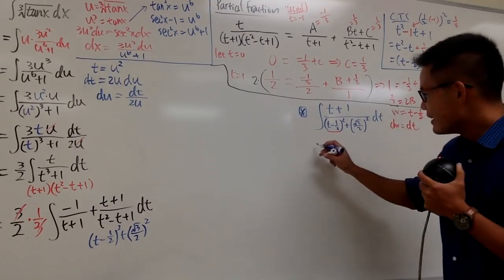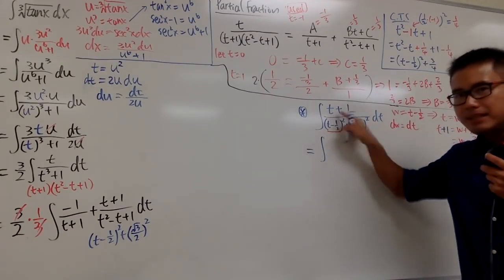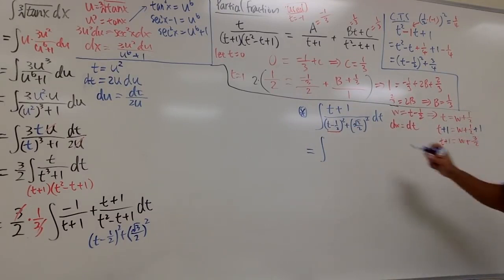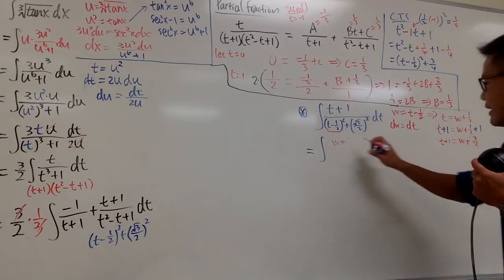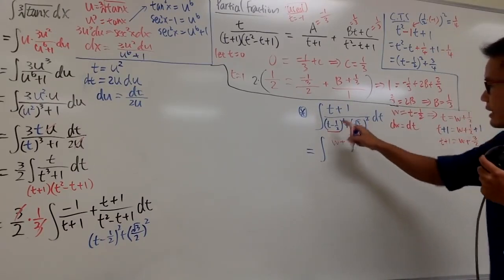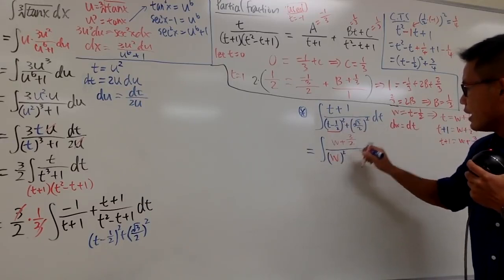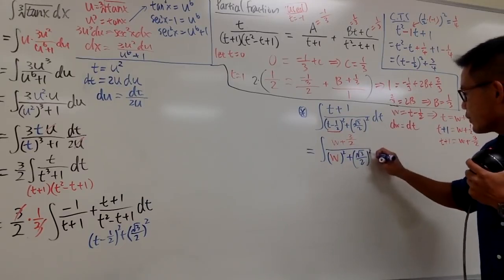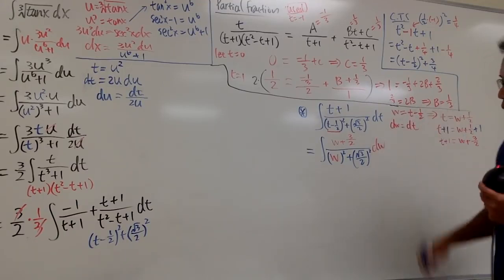Okay, so now this right here is going to be the integral. On the top, t plus 1 is the same as w plus 3/2, right? This was t plus 1. So let me just put down w plus 3/2 on the top like this. And then on the bottom we have this. This is just w, and we have that square. And let me just keep this how it is. Parentheses square root of 3 over 2 squared. And then dt is the same as dw, so that's awesome, right? So now that's what we have.